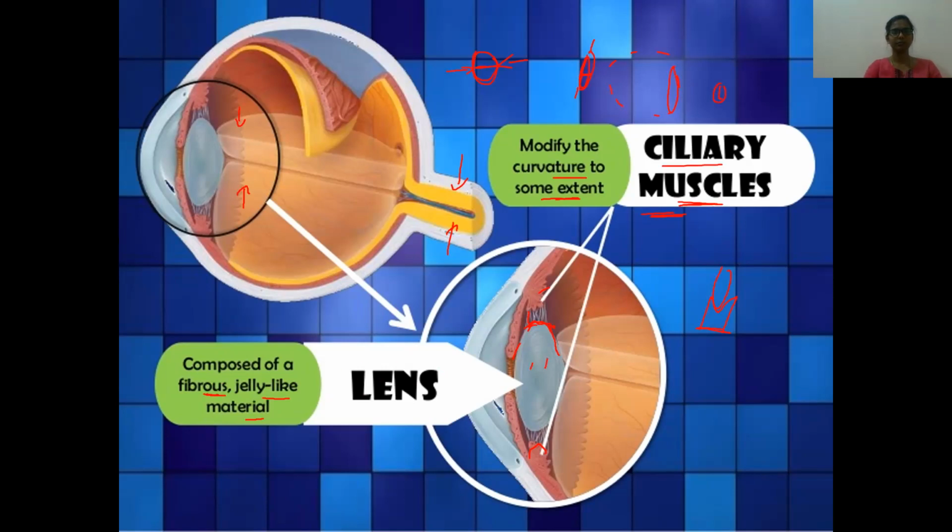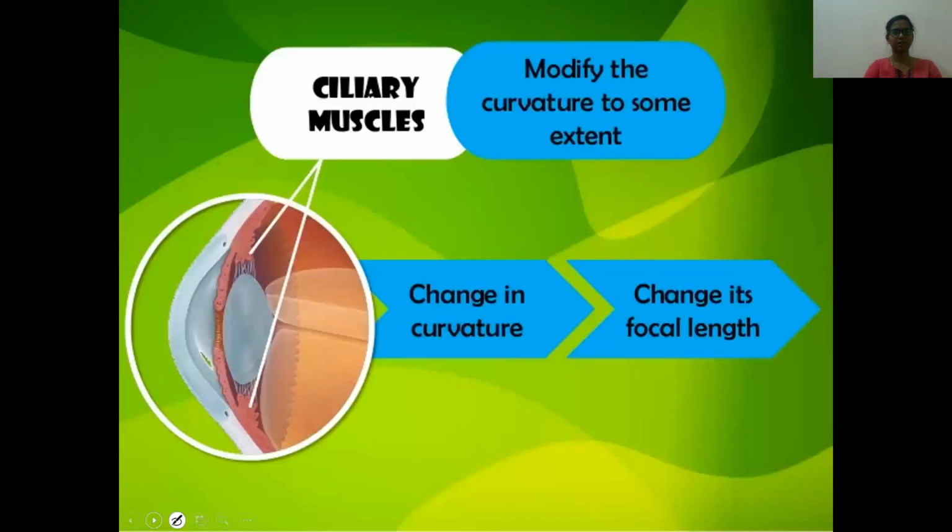This is about which part of the eye will be helpful. And the ciliary muscles, what will happen? They will modify the curvature to some extent. Okay, change in curvature leads to what? Change in focal length. Understood, children? In the first chapter we understood.